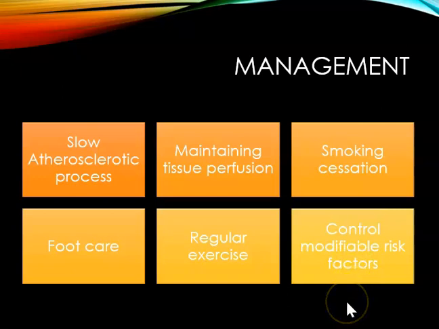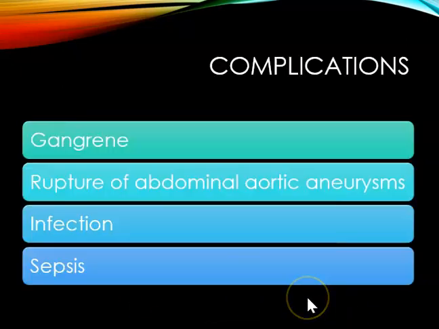So they can't control that they have diabetes, but they can do things to help control that disease, and that will reduce the chances of complications. Some of the complications you're going to see are going to be gangrene. They could have rupture of AAA, which is an abdominal aortic aneurysm, infection, and sepsis. And when you think gangrene, think limb loss. They could be losing their limb as a result of this.